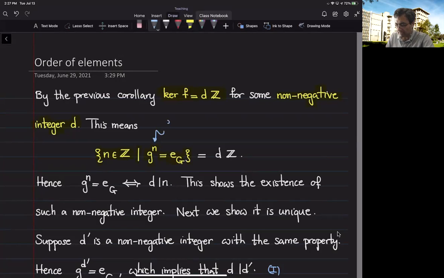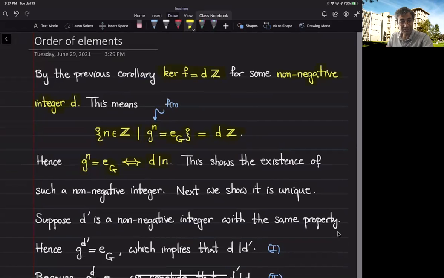This is f of n. So I'm asking, what are those integers n so that g to the n is the neutral element? And the answer is that it is d times Z. These are integer multiples of d for some non-negative integer d. So again, that means g to the n is the neutral element if and only if d divides n.